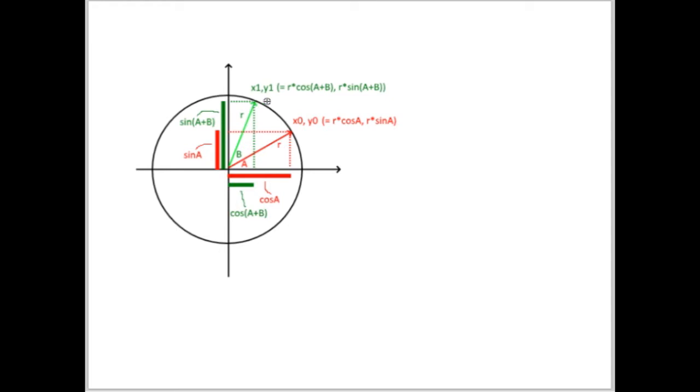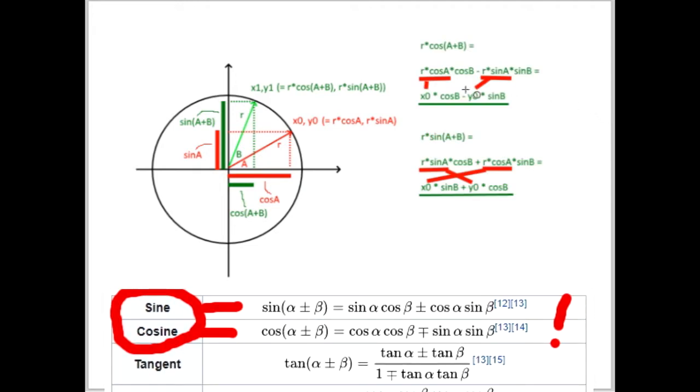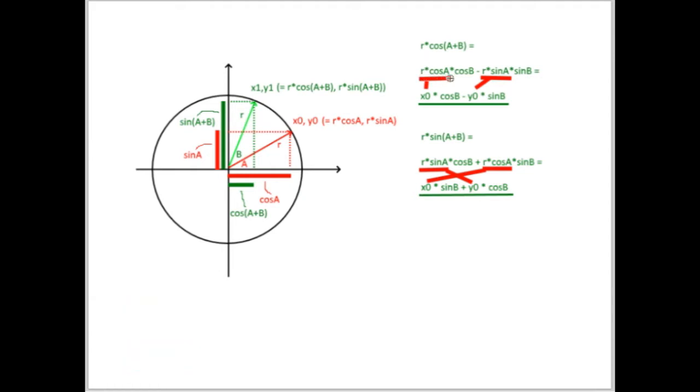The new vector's endpoint coordinates will be equal to r times cosine (alpha plus beta) and r times sine (alpha plus beta). And I can rewrite these two expressions based on the trigonometric identities for cosine and sine, so that I will get for the x1 value that it's equal to r times cosine alpha times cosine beta minus r times sine alpha times sine beta.